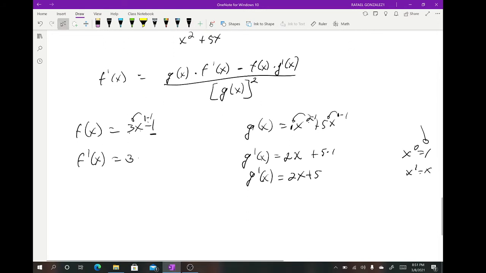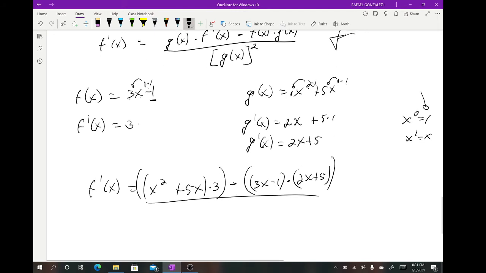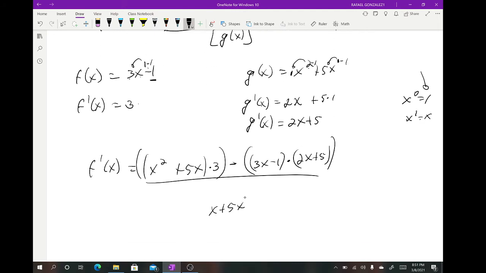Now we can actually apply the quotient rule up here. So I have f prime of x is equal to g of x, which is x squared plus 5x, times f prime of x, which is 3, minus f of x, which is 3x minus 1, times the derivative of the bottom, which is 2x plus 5, divided by x squared plus 5x, squared.